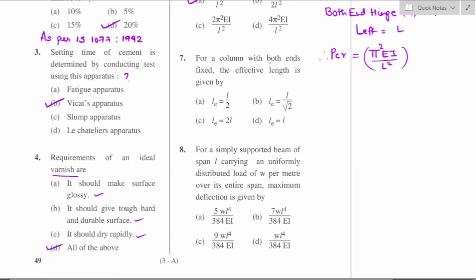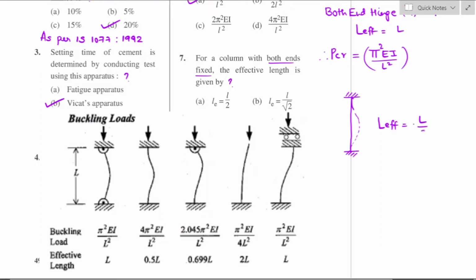Question number 7. For a column with both end fixed, the effective length is given by. So when a column is fixed with both ends, its effective length will be half times of the initial length of column. So the right answer is option A.